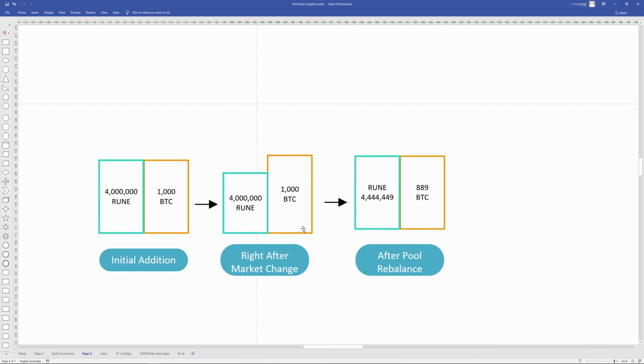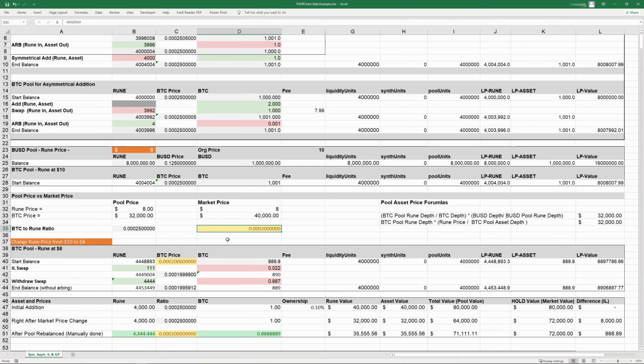So what's happened during the rebalancing process is that Rune has been added and BTC has been taken away in order to rebalance the pool. The end state is there's going to be more Rune and less BTC once you have a rebalanced pool, where each side is of equal dollar value. By Rune increasing and BTC being taken out, that changes the ratio, that then changes the pool price and brings the pool back into balance. And that's what we have here.